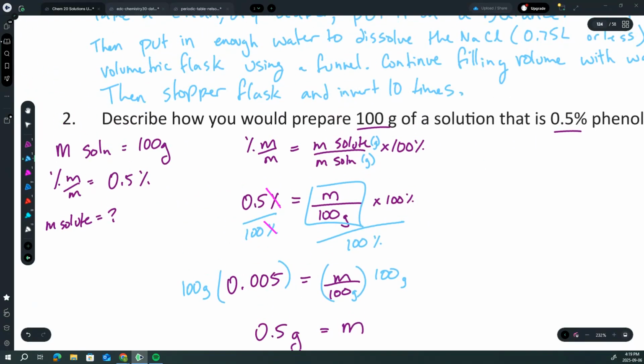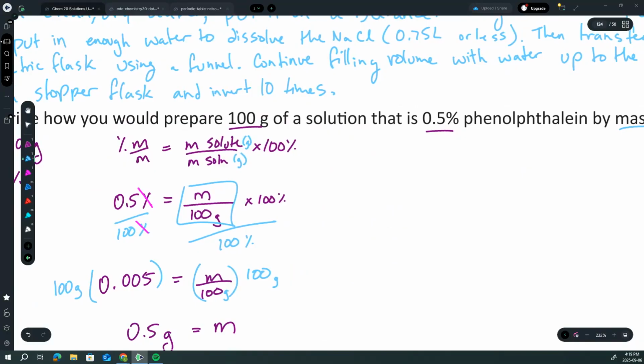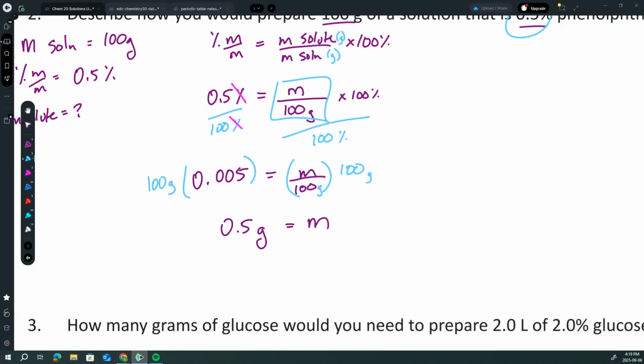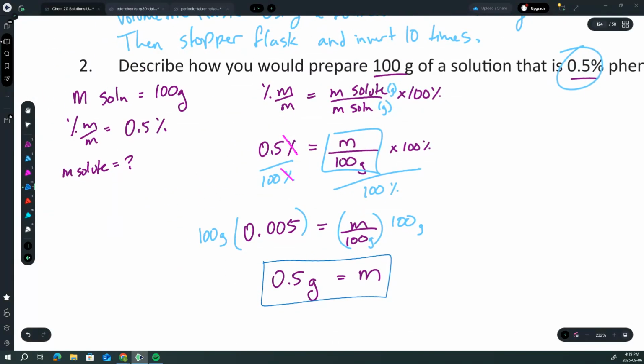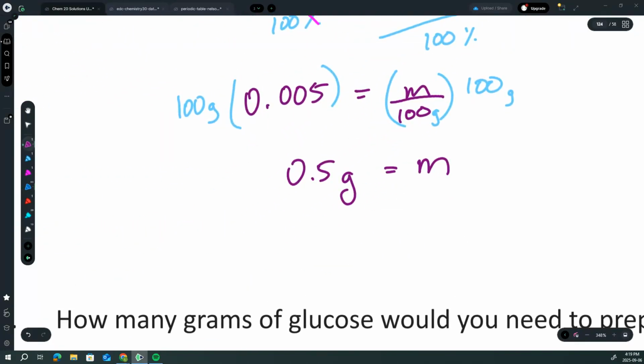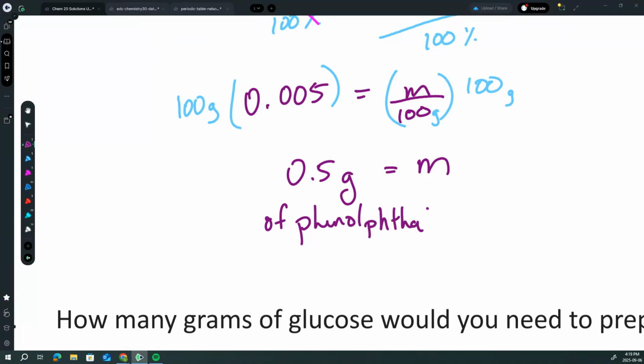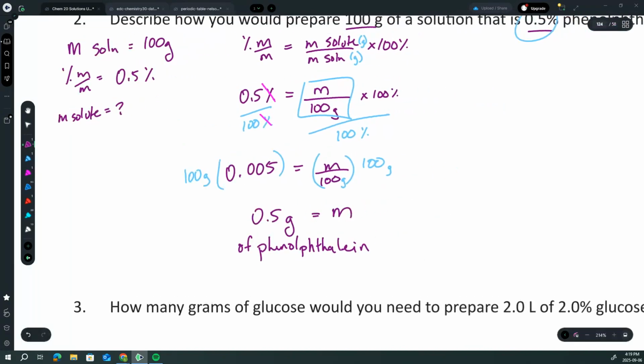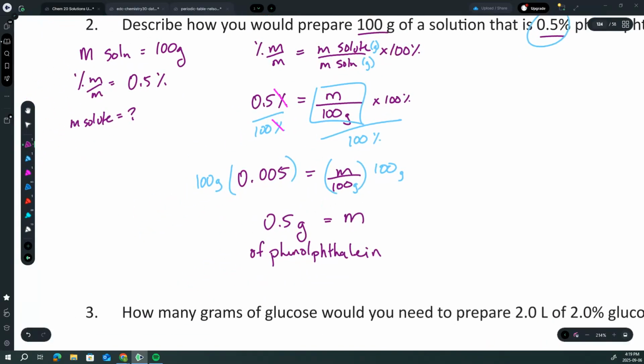All right. And then for significant digits, this has one significant digit, so my final answer needs to have one significant digit in it. So that's good. So this is 0.5 grams of phenolphthalein is what we would be weighing out. I think that's how you spell it. Phenolphthalein. Let's see. Yep.